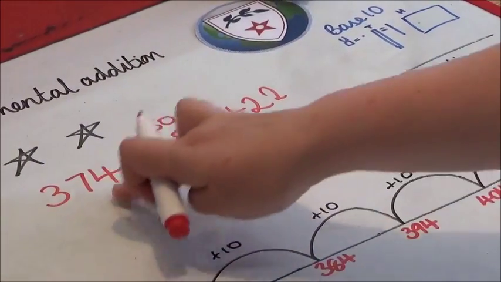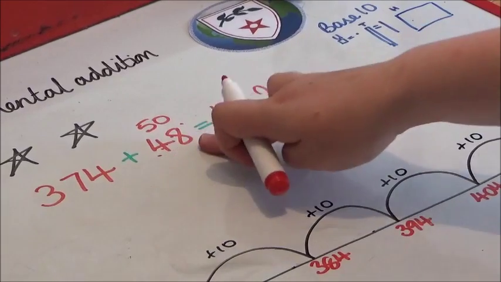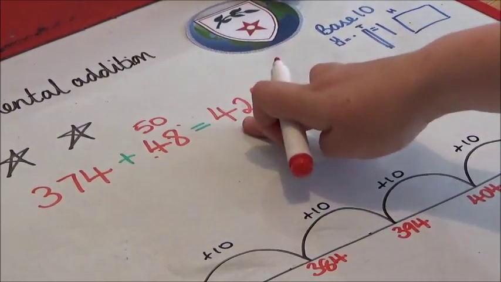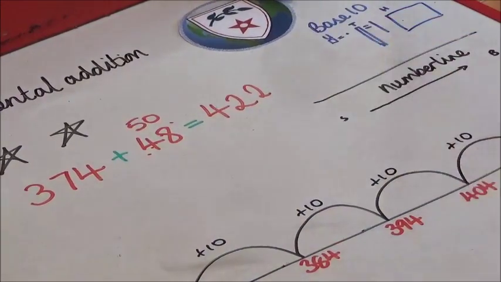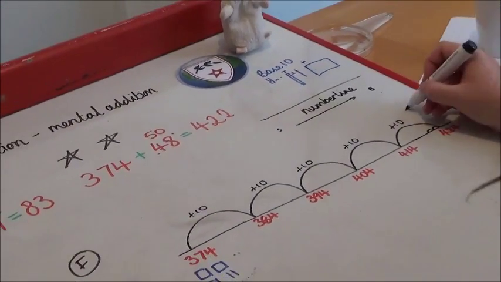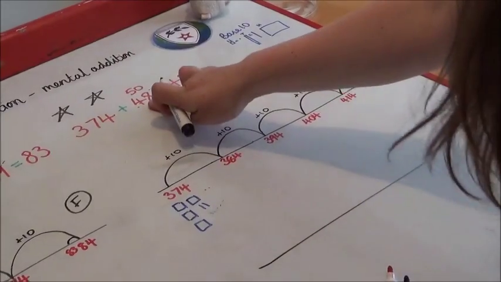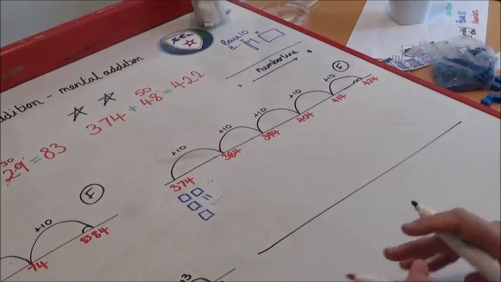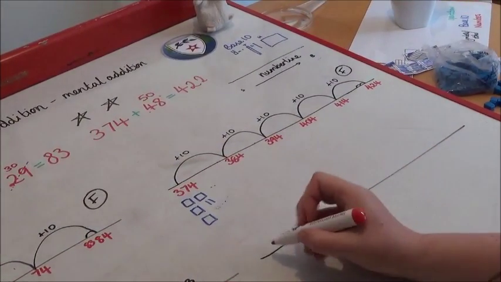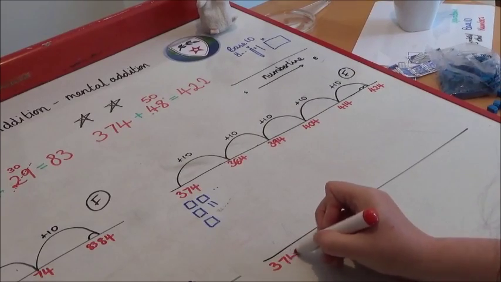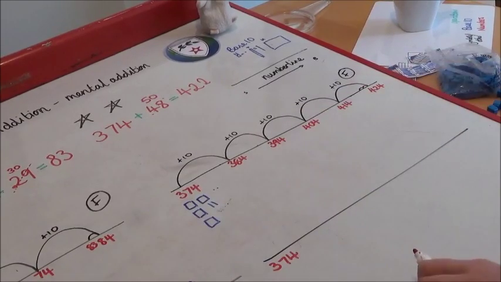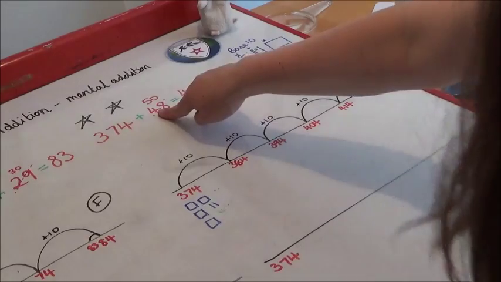You can see that 374 add 48 is the same as 422. That was my fluent strategy. But if you wanted to add the tens and the units, like we did before, that's also fine. Again, I'm not going to draw out the base 10 this time because it's just the same as what we've been doing here. I'm going to add on my 4 tens.